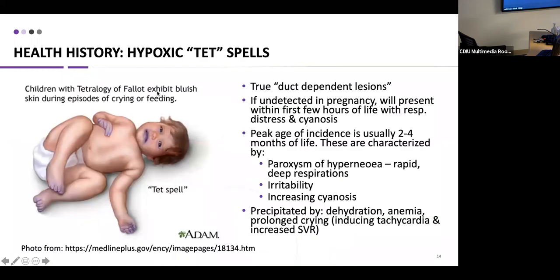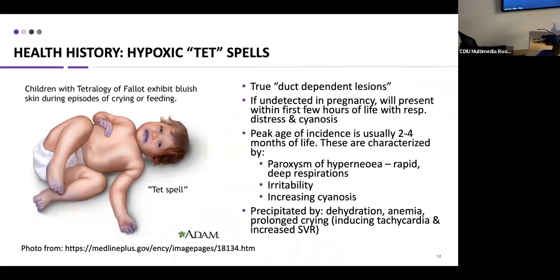And we just wanted to review the hypoxic TET spells. So these are true duct-dependent lesions, as the only way deoxygenated blood can flow through their lungs is through the PDA. So often these infants are detected on antenatal scans. However, if undetected in pregnancy, they will present within the first few hours of life with respiratory distress and cyanosis.